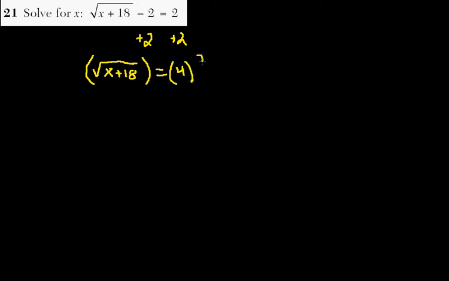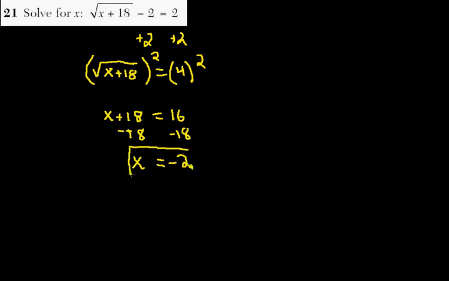That's the next step. So we square both sides, and that will just cancel the square root, and we will have x plus 18 equals 16. And then from here, we just minus 18 from both sides, and we will have x equals minus 2. Okay, so that's the straightforward, procedural algebraic way of doing things.